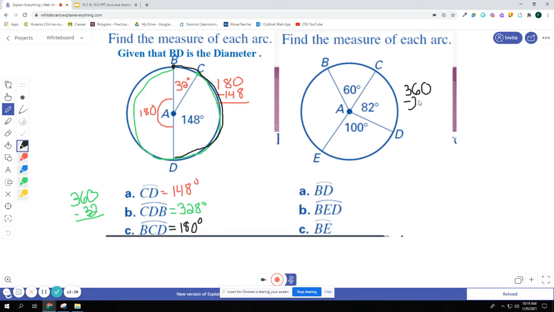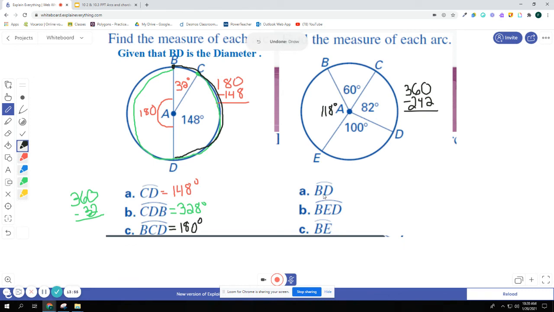So if I subtract that from here, I get 118. So 118 degrees is this central angle from B to A to E. So from BA to E is 118. Now let's see if we can use that information to help us out.